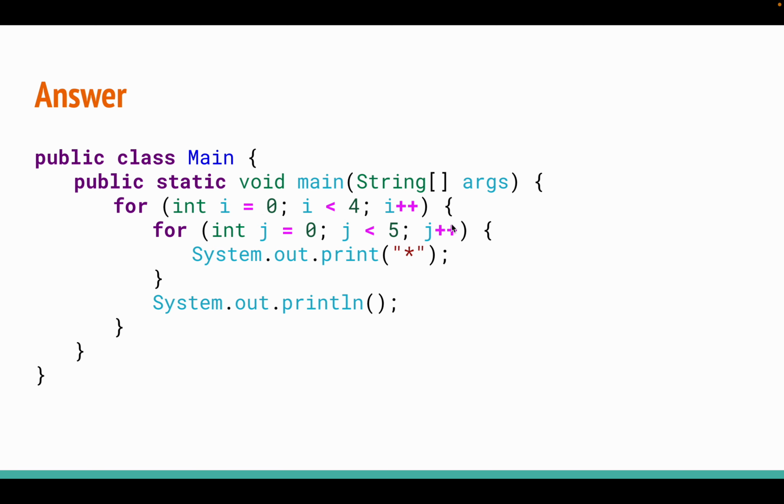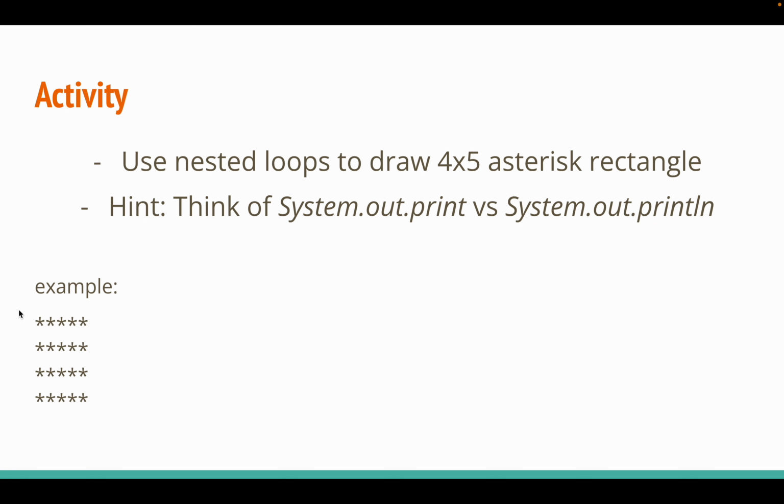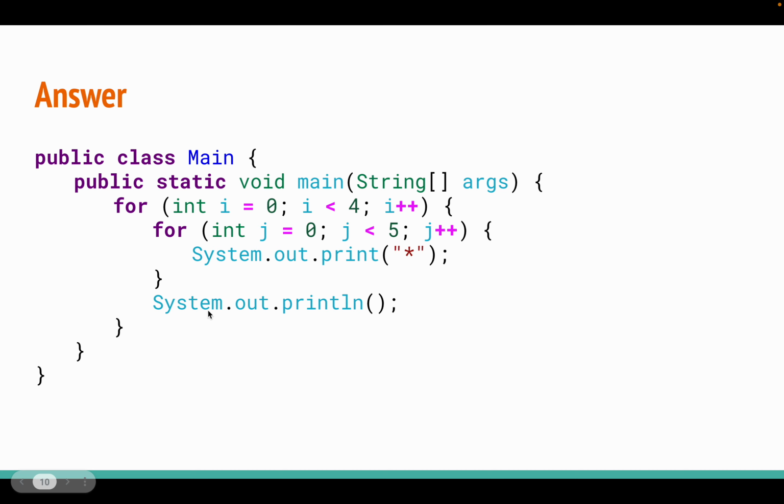And then in here, we'll have the 4 columns. So within the columns, you can see that we're using System.out.print because we want all the asterisks in a row. But whenever we move from one row to the next, we go ahead and print a new line so we can jump onto a new row.